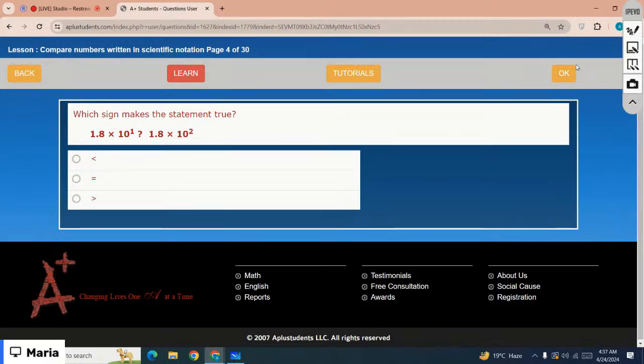Which sign makes the statement true? Which is the correct option? 1.8 times 10 exponent 1 is less than 1.8 times 10 exponent 2, right? Because here the exponent is 2. The correct option is 1.8 times 10 exponent 1 is less than 1.8 times 10 exponent 2.